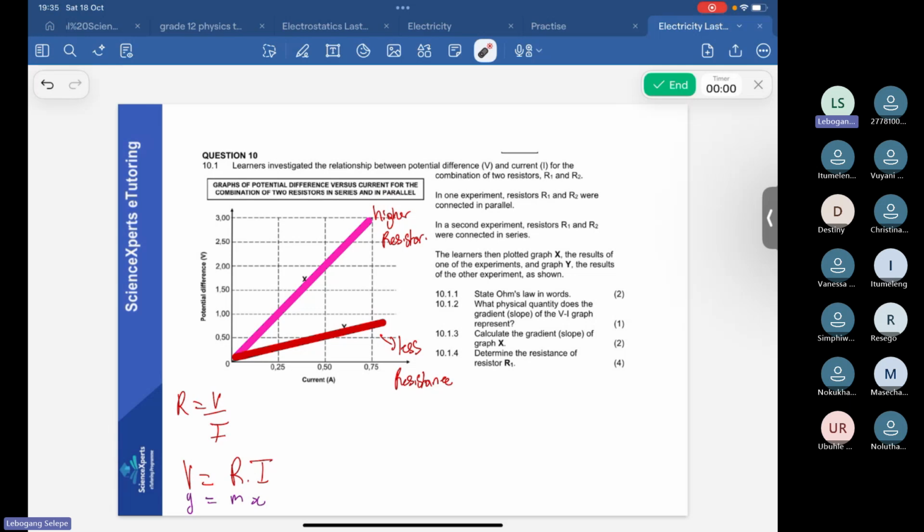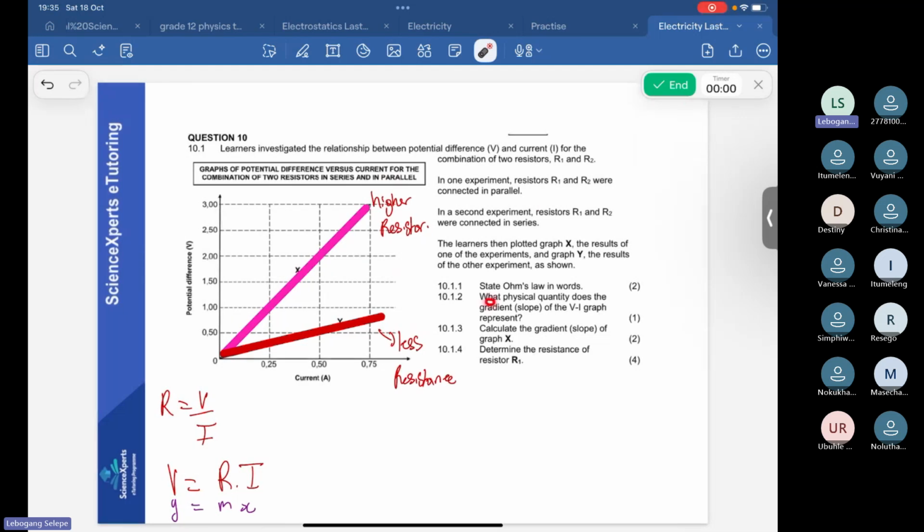So you see, they do ask these questions, guys. Look, what physical quantity does the gradient represent? You can see it represents the resistance. Calculate the slope. Because you know what the slope represents, when you calculate the slope, you need to include the unit of that quantity, right? So we would calculate it and say that it's in ohms. Determine the resistance of R1.